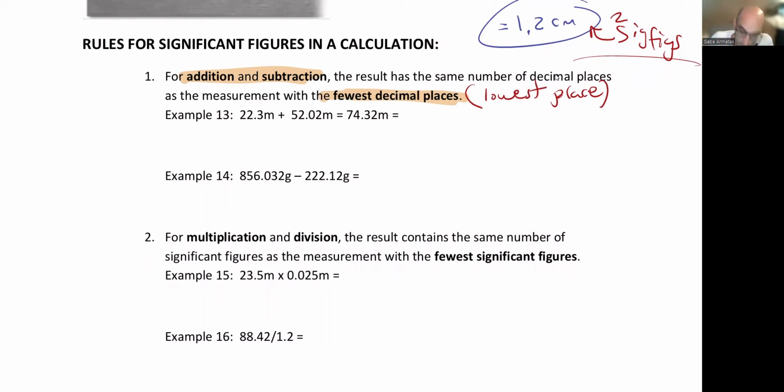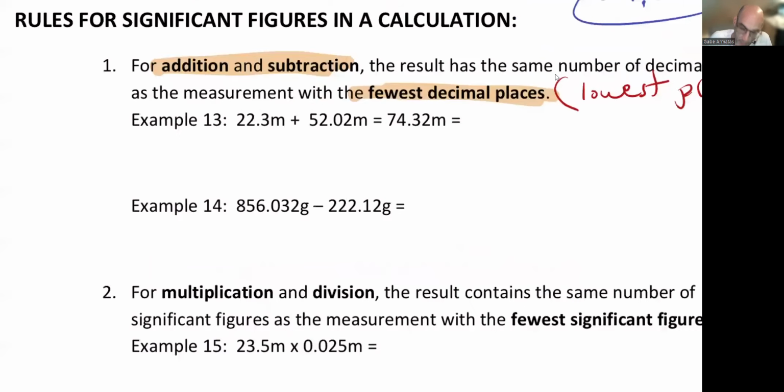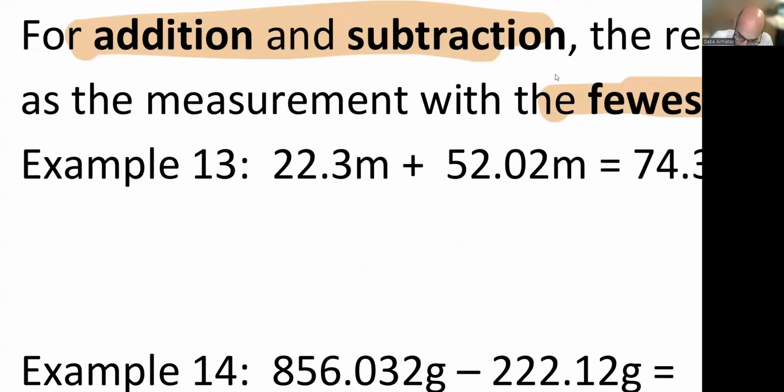So I'm adding 22.3 and 52.02. If we look at the lowest place, the 22.3 is last. These are all significant, the digits here, because they are. This 3 is in the tenths place, and this 2 is in the hundredths place.